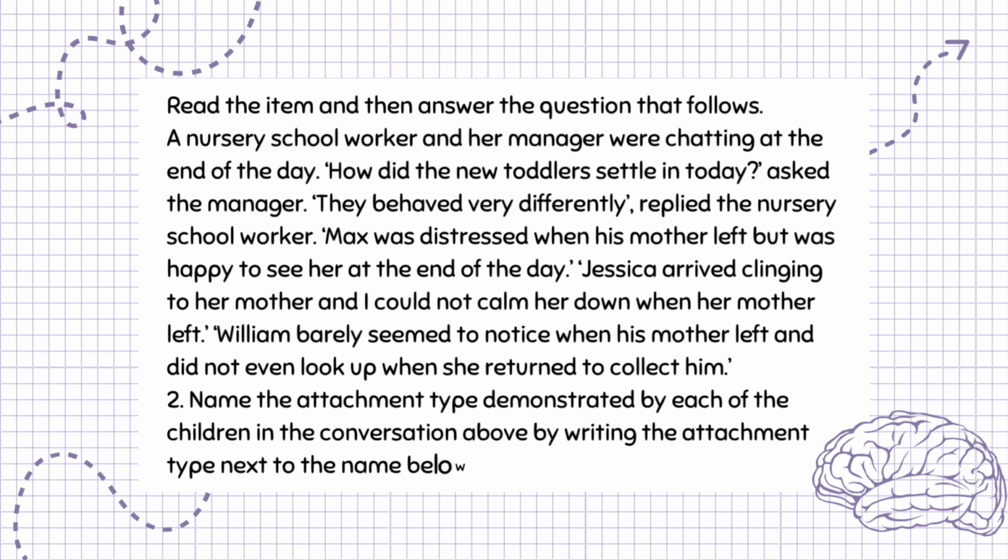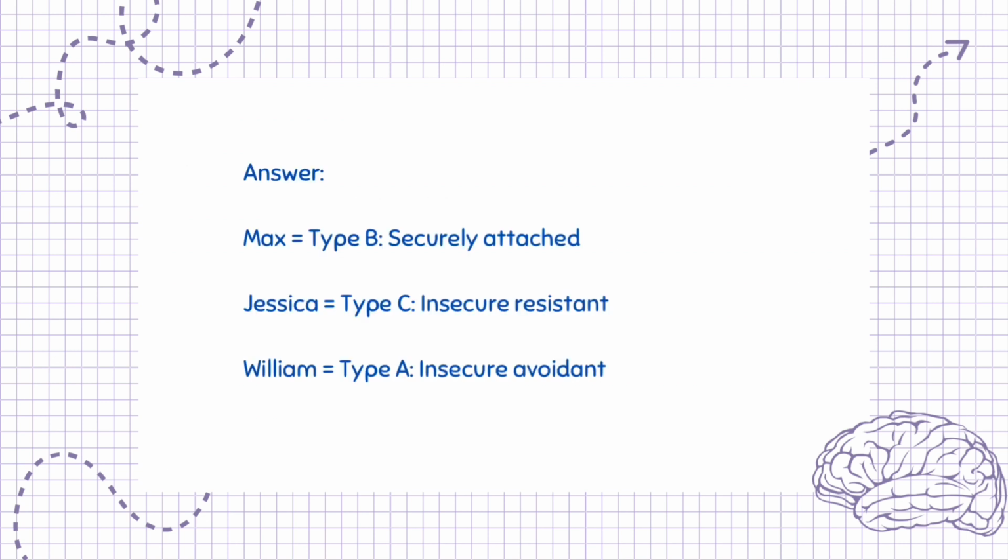Question 2. Name the attachment type demonstrated by each of the children in the conversation above by writing the attachment type next to the name below. 3 marks. Max, type B, securely attached. Jessica, type C, insecure resistant. William, type A, insecure avoidant.